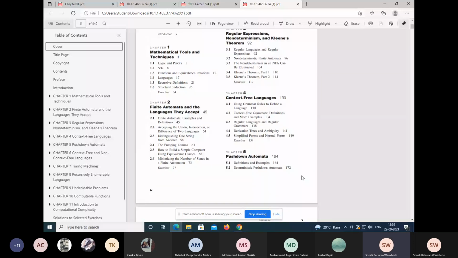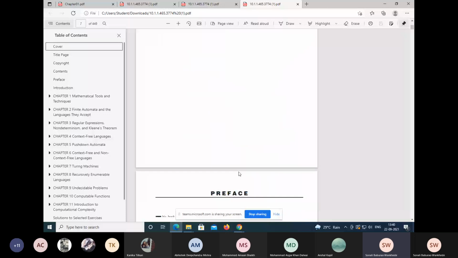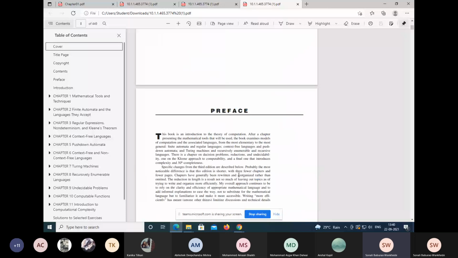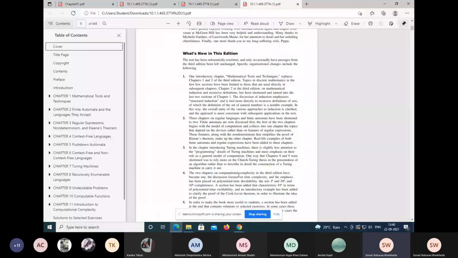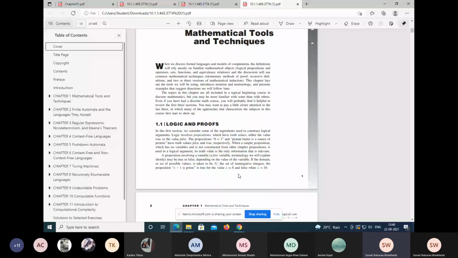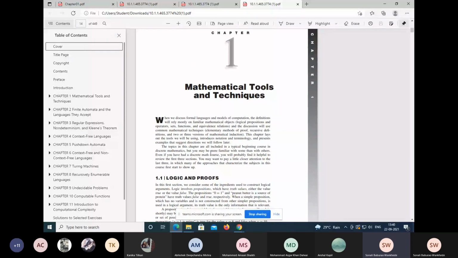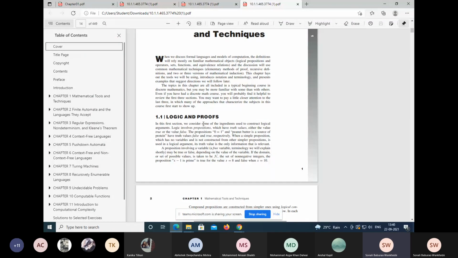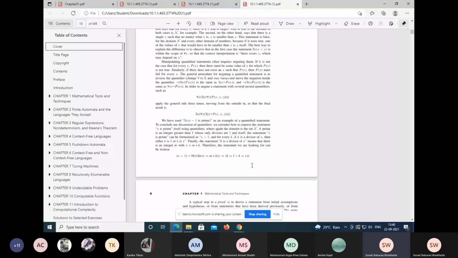In the last lecture, we had started with mathematical tools and techniques. In that, we just saw an overview of the various types of mathematical tools and techniques. We will solve numericals on Friday, in the coming lecture. In this, we had seen logics and proofs, truth tables, and all this.